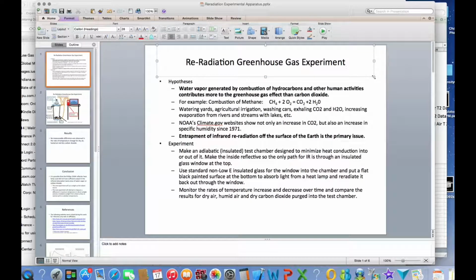I'd like to talk for a minute about an experiment I did, a greenhouse gas experiment. I call it the re-radiation greenhouse gas experiment. I had really two hypotheses I was looking at here.